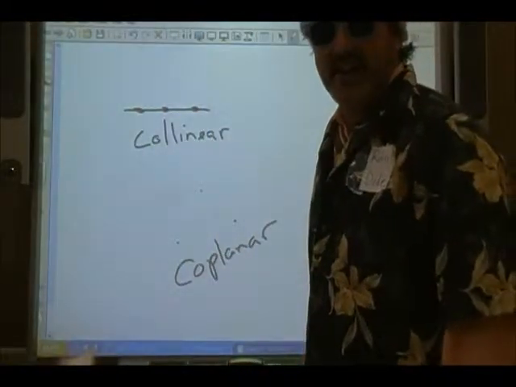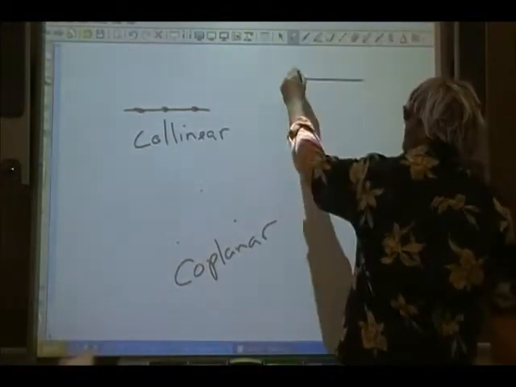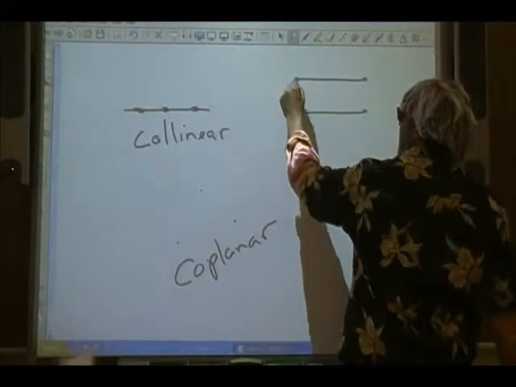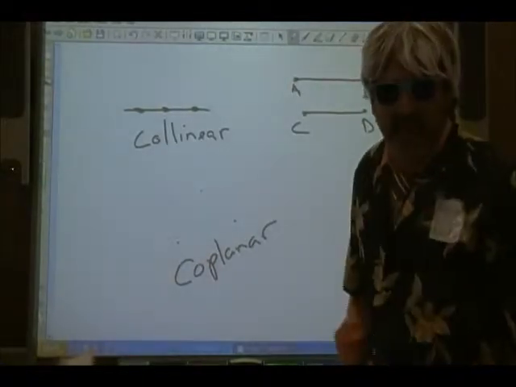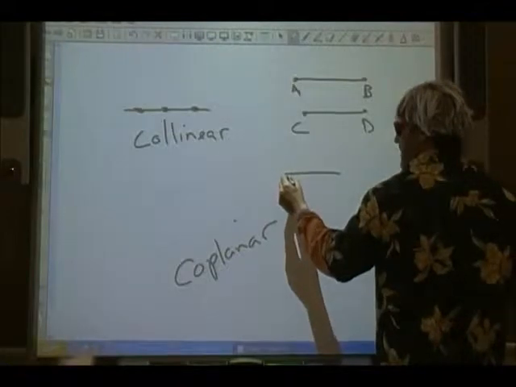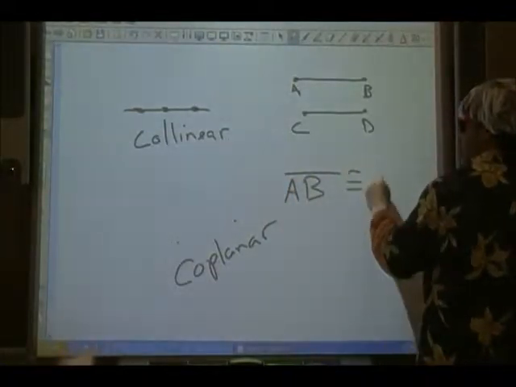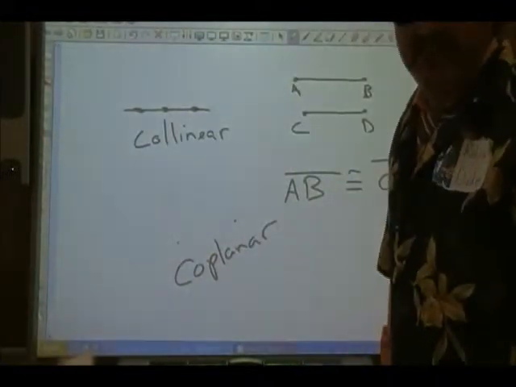And one last thing I need to show you in the terms, if I have 2 line segments, AB and CD, if they're the same length, then we can write it like this. AB is congruent to CD.